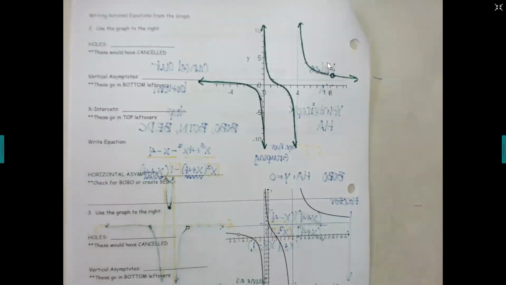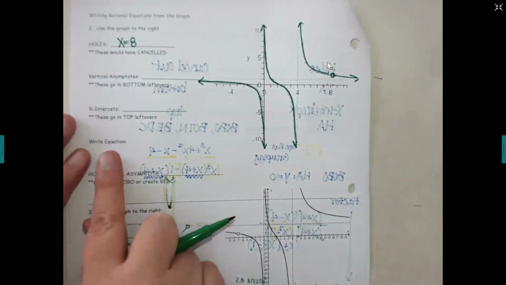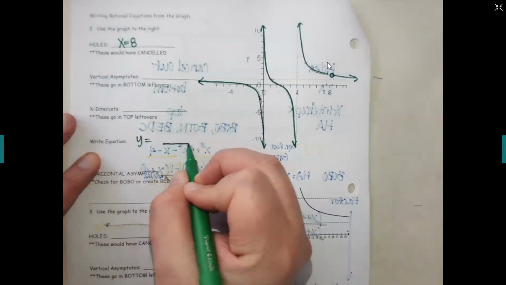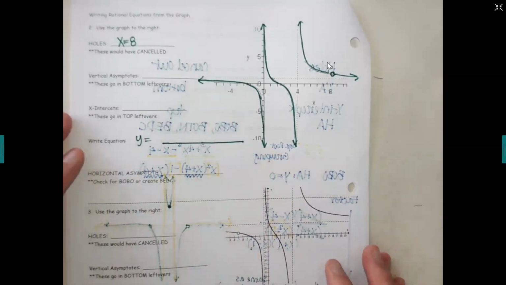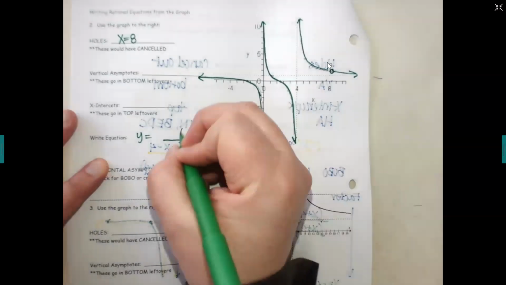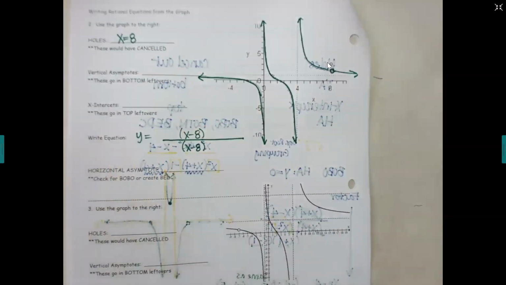All right, so where does the hole in the graph happen? X equals what? 8 is correct. Then go ahead and go down to your write the equation. Let's do this at the same time. I'm gonna put y equals big fraction. And if I want there to be a hole at 8, what would the factor need to say? Meaning what the parentheses would say. x -8, and where do holes go? Top, bottom, or both? Holes need to go in both so that they can cross out. So put an x -8 on top and on bottom.